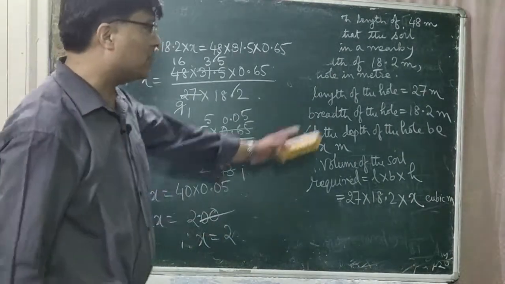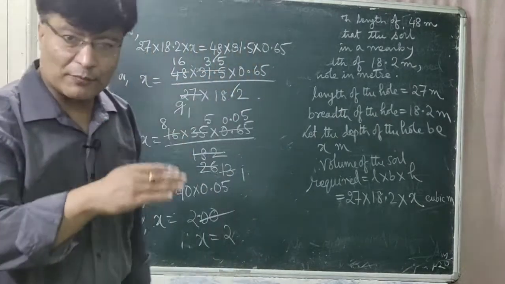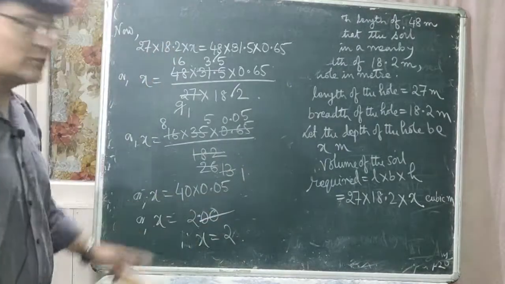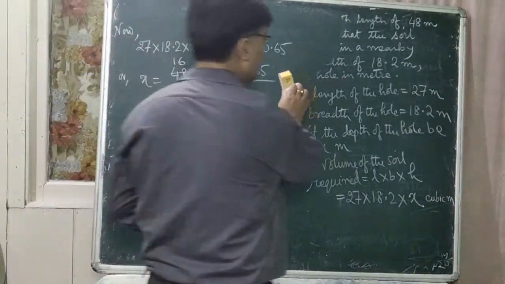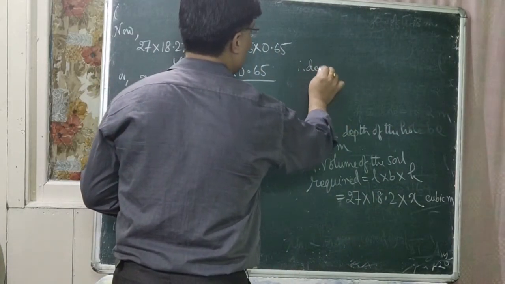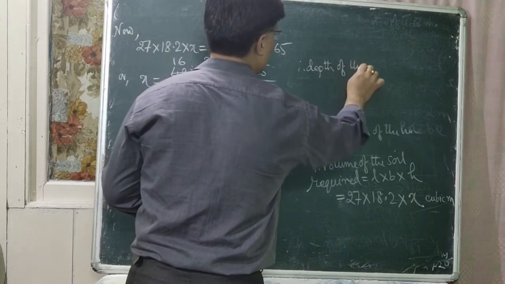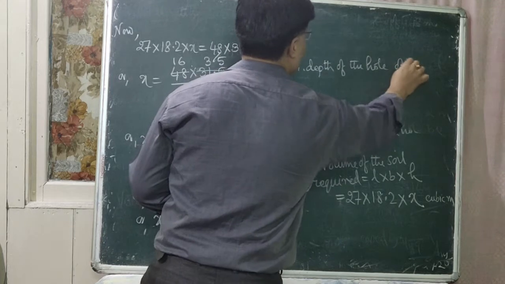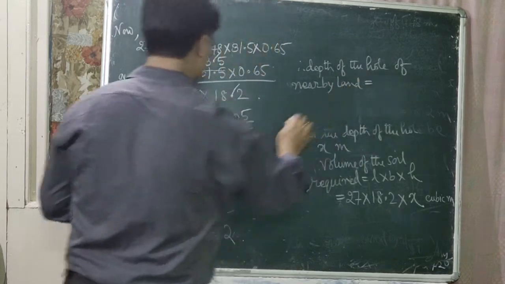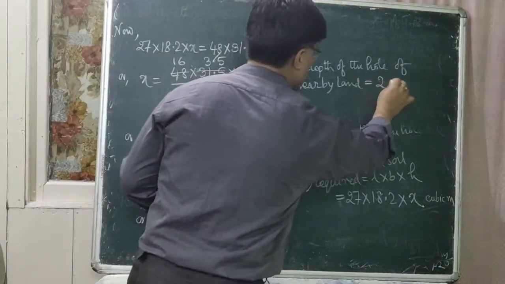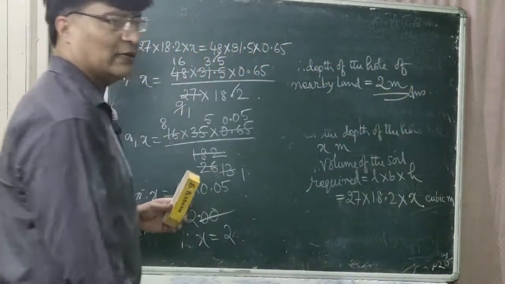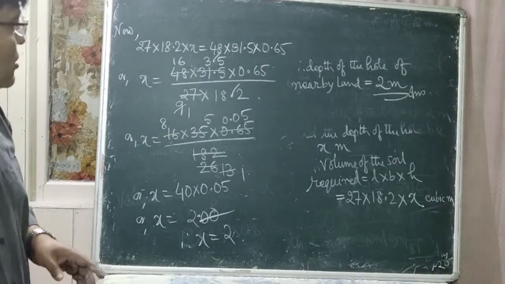So what was x actually? That is the depth of the hole from the nearby land. What is the depth of the hole of the nearby land? It is 2 meter. So you can write down, therefore, depth of the hole of the nearby land is equal to, how much is it? That is your 2. What is the unit? Meter. So this is your 2 meter. So this is the final answer. So I think you have understood it.